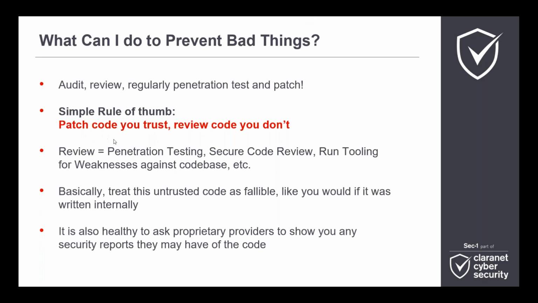The simple rule of thumb is to patch the code that you trust, but review the code that you don't. So instead of just updating this three-commit npm repo, you realistically want to have a look and make sure that that's not going to cause you any problems. Reviewing is pen testing, secure code review, running tooling for weaknesses against your code base, and so on, like DevSecOps. Treat any untrusted code as fallible as though it was written internally. That's probably the most crystal piece of advice I can give there.